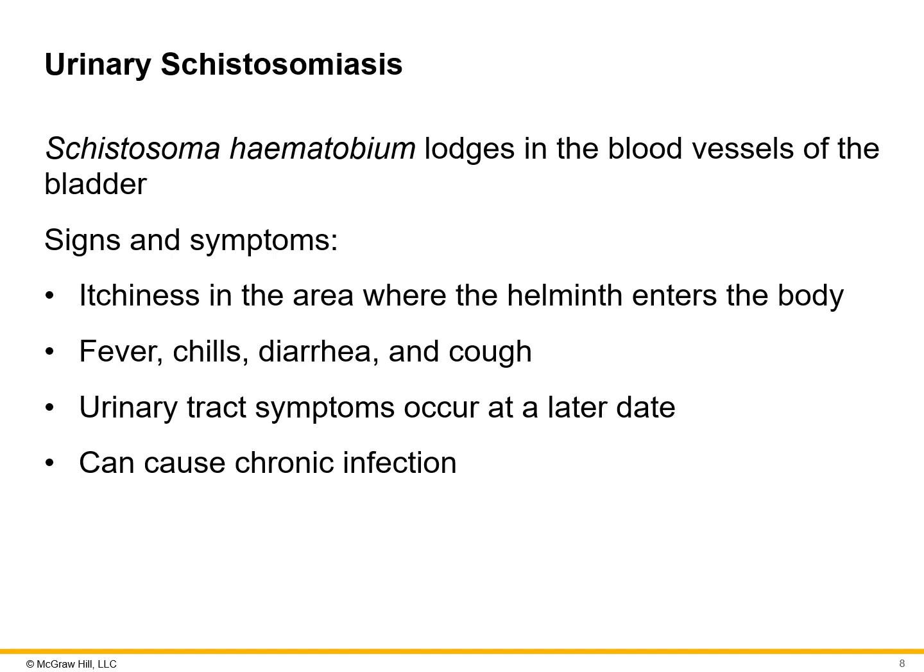Next, we have urinary schistosomiasis. This is the one we mentioned before, caused by helminths. So this is one of those parasitic worms, and it becomes lodged in the blood vessels of the bladder. Some of the signs and symptoms: in both males and females, we get itchiness of the area where the helminth has entered, fevers, chills, diarrhea, and cough. Usually some urinary tract symptoms like we saw earlier will progress, and it can cause a chronic long-term infection.